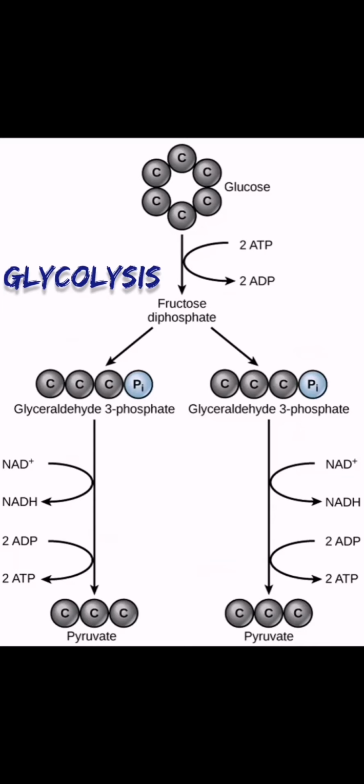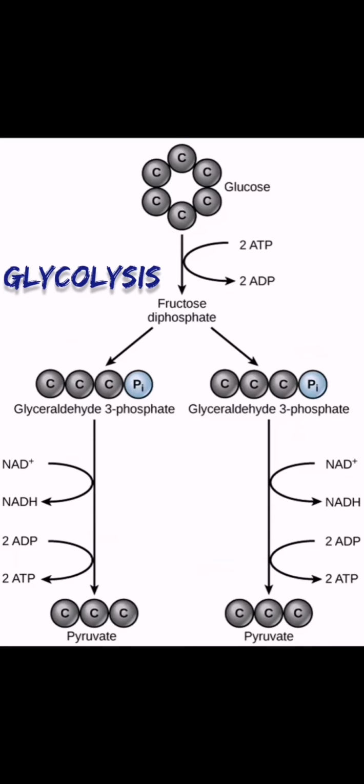That fructose phosphate is then reacted with ATP to form fructose diphosphate, which is what you see in the diagram there. The difference between fructose phosphate and fructose diphosphate is that fructose diphosphate consists of 2 phosphate groups, whilst fructose phosphate has only 1 phosphate group.